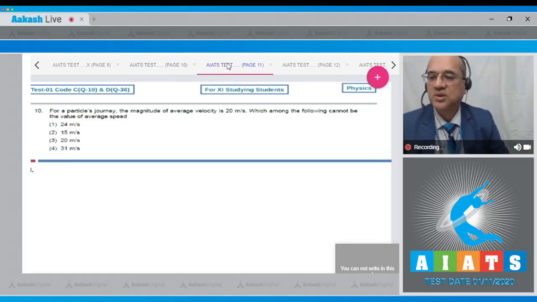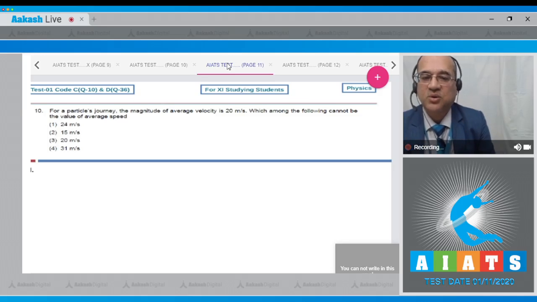Okay, student, let's move to the 10th question. For a particle's journey, the magnitude of the average velocity is given 20 meters per second. Which among the following cannot be the value of the average speed? These are four options, 24, 15, 20, and 31. It's given that average velocity is equal to 20 meters per second, right?